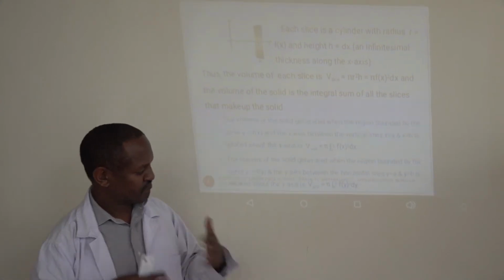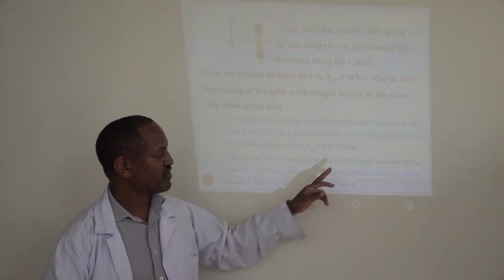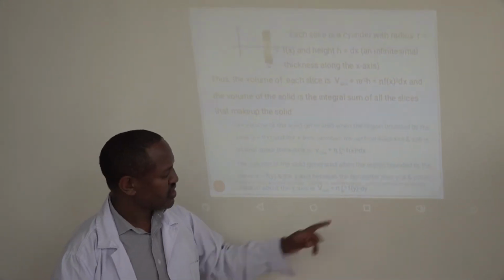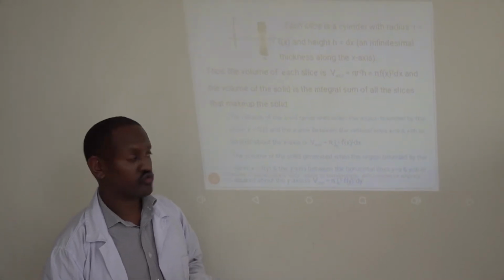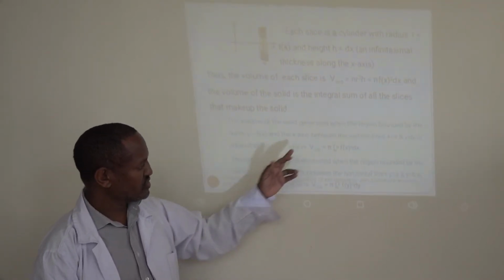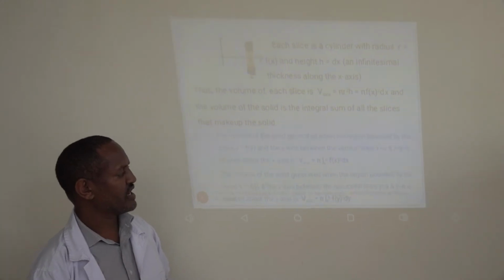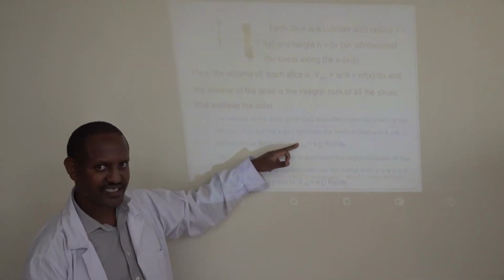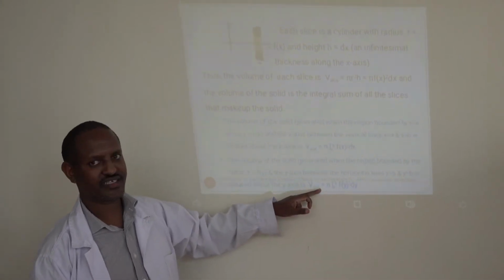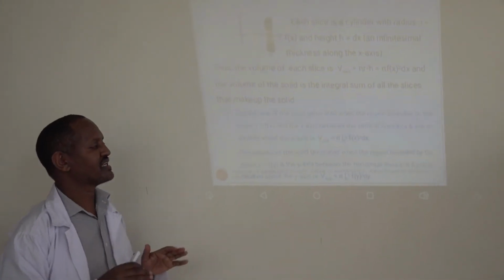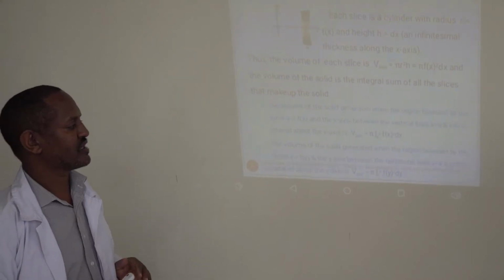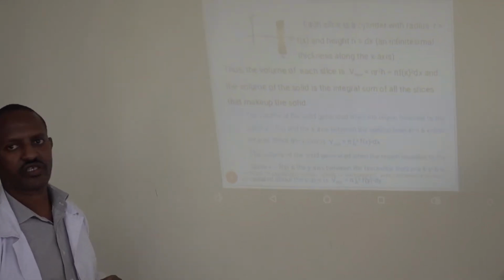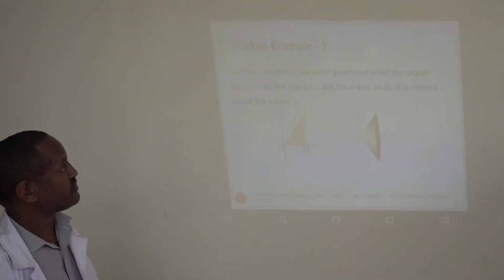And the variable of integration in the first one is dx. When we come to the second one, it will be dy. So using these two formulas, we can find the volume of revolution of a surface about the x-axis and about the y-axis. Now, based on this, let us have a series of examples that need the application of these two formulas.